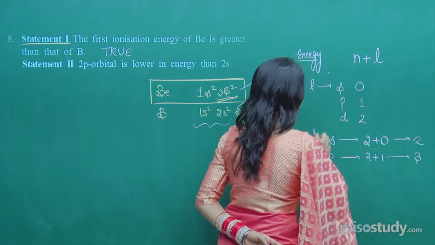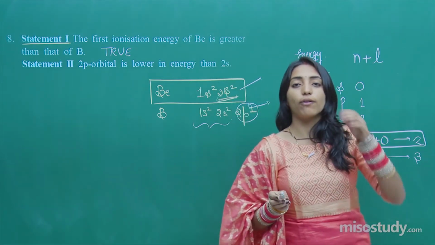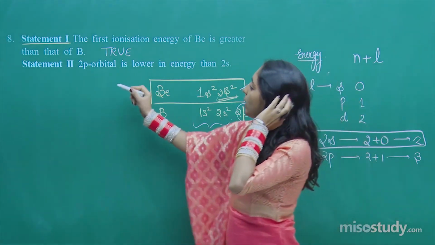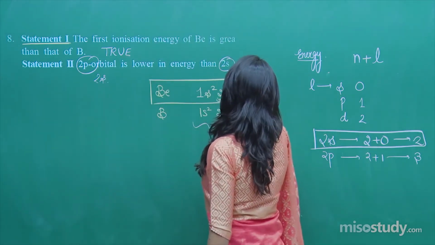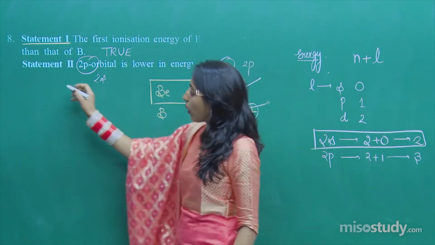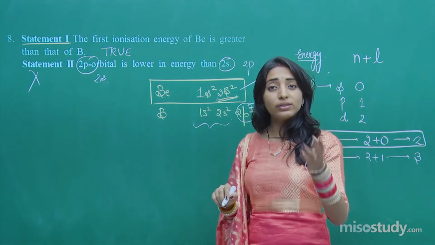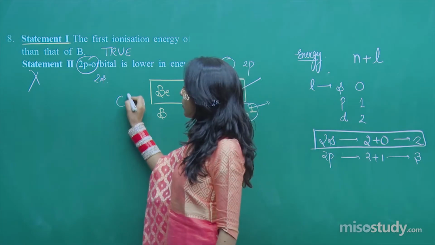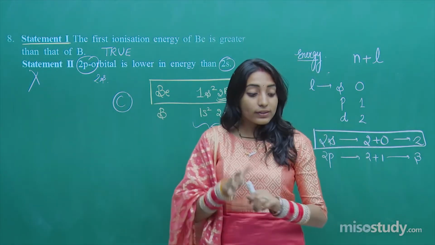The smaller the value of n plus L, the smaller will be the energy of the orbital. So 2s will be lower in energy than 2p. So this is once again a false statement, right? So 1 is true, second is false. So again option number C will be the correct option. Okay, not difficult again.